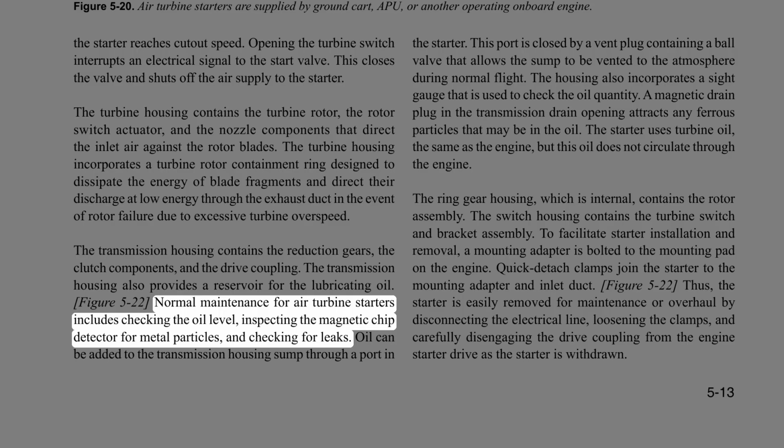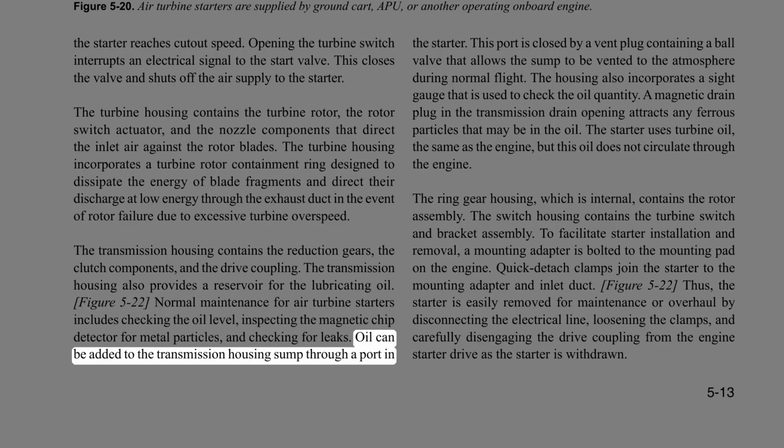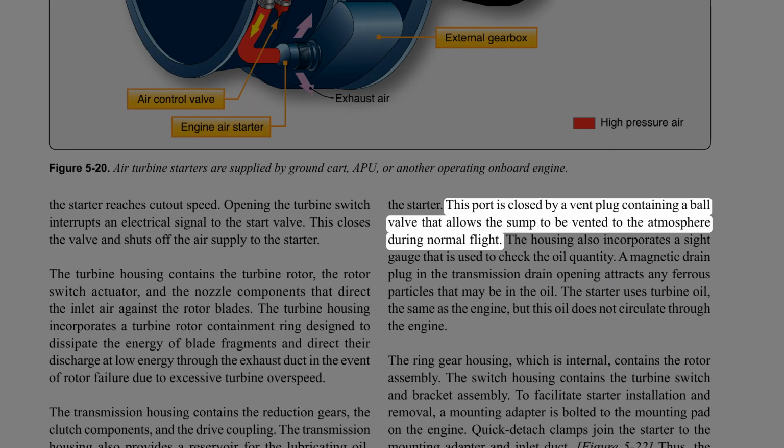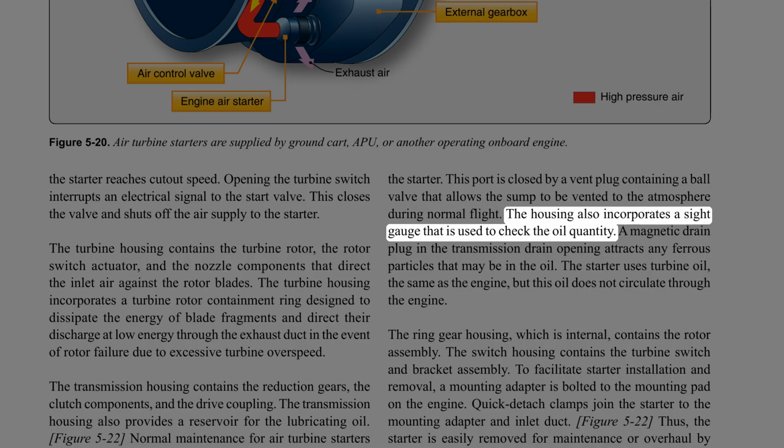Normal maintenance for air turbine starters includes checking the oil level, inspecting the magnetic chip detector for metal particles, and checking for leaks. Oil can be added to the transmission housing sump through a port in the starter. This port is closed by a vent plug containing a ball valve that allows the sump to be vented to the atmosphere during normal flight. The housing also incorporates a sight gauge that is used to check the oil quantity.